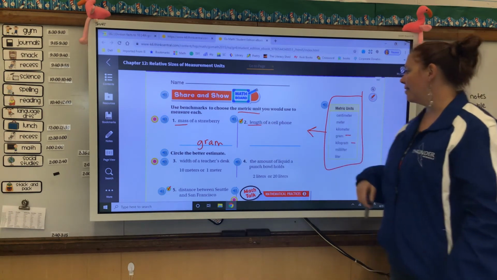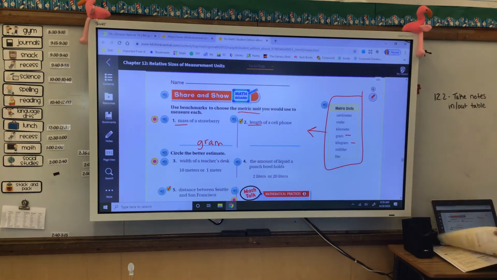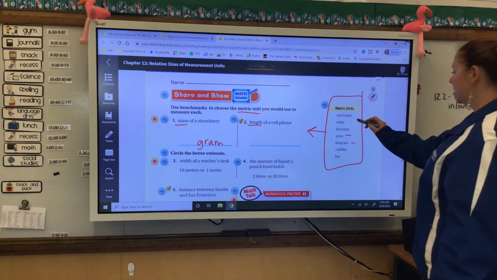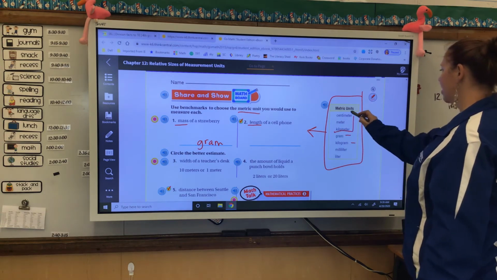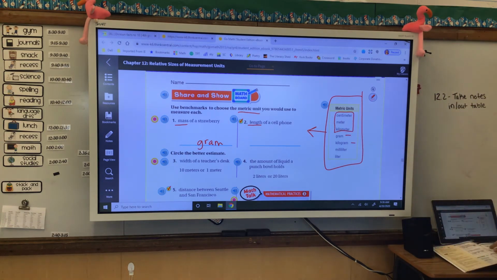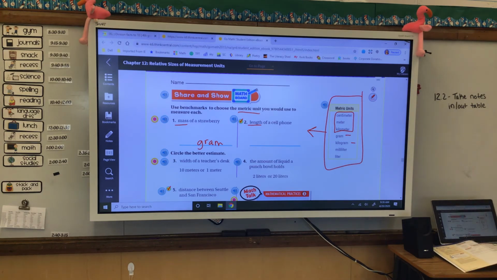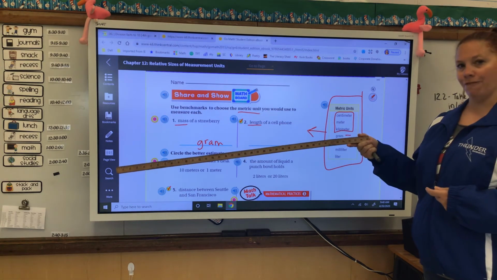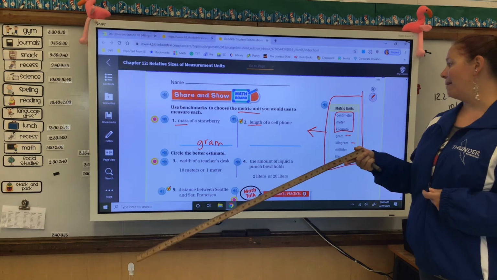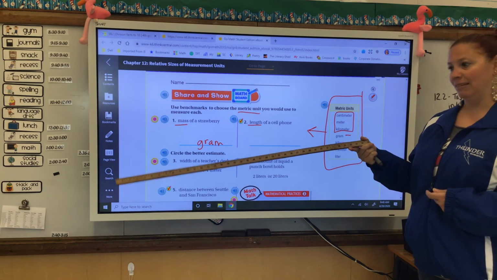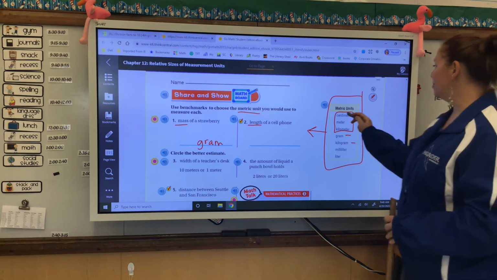The length of a cell phone. So if you look back on page 642, they have metric units of length, okay? So centimeter, meter, and kilometer are going to be your lengths. What would you use to measure a cell phone? A meter is a meter stick, and I will show you one. Okay, this is a meter stick. Are you going to use that to measure a cell phone? 10 of these is a kilometer, or maybe 100 of these is a kilometer. Biggest cell phone ever. You would use the centimeter.